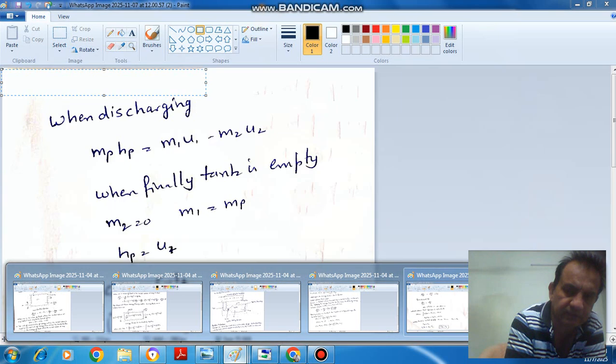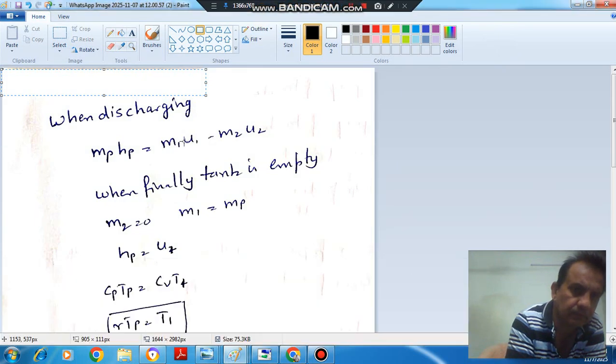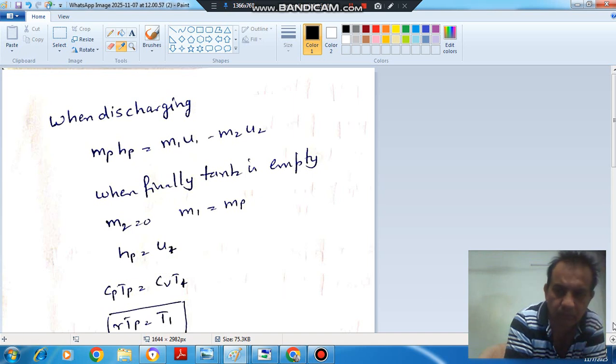Similarly, when we consider discharging of a tank, initially there will be some internal energy and some mass, m1 u1, and finally it will be replaced by m2 u2. If the tank is finally empty, then m2 will be 0, m1 will be the initial mass, and again the same thing, but here u1 will be there, not u2, so h2 will be equal to u1 and gamma T2 will be equal to T1.